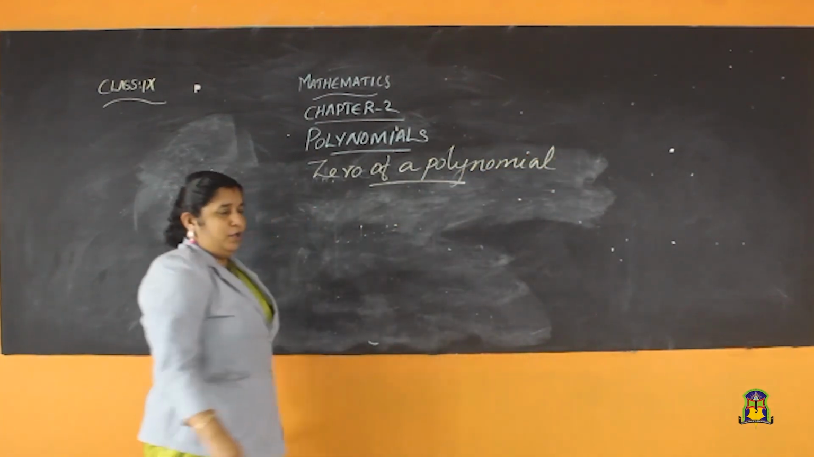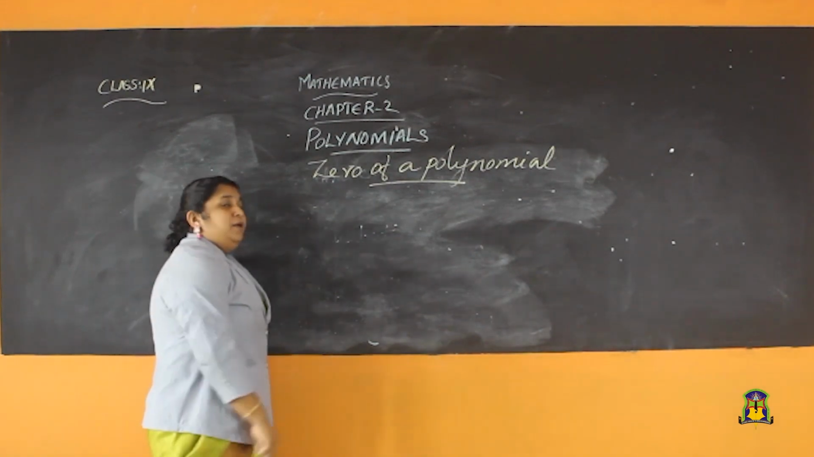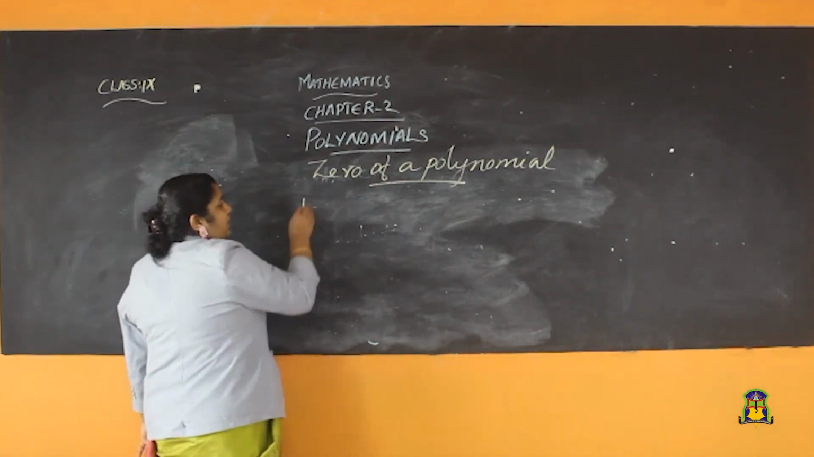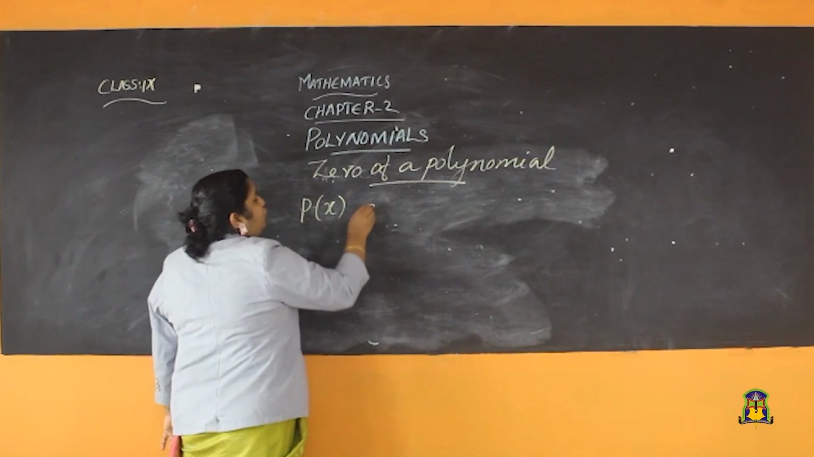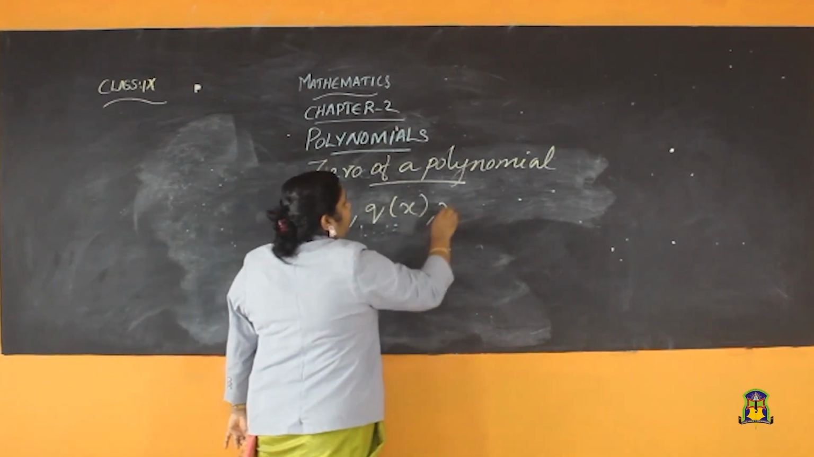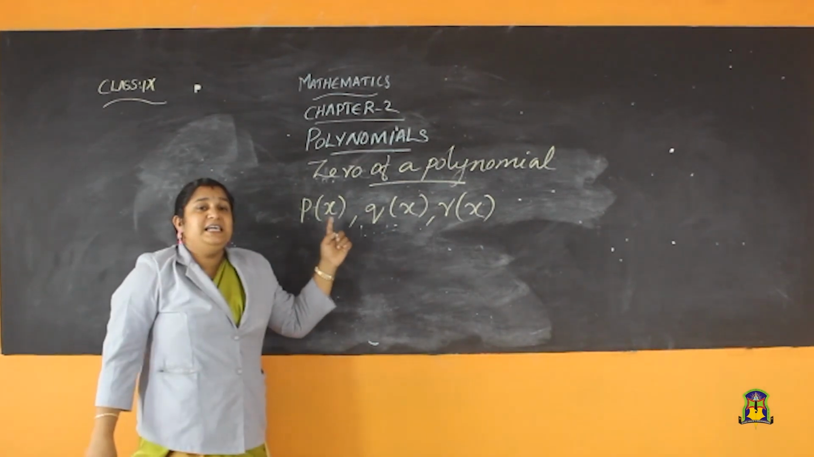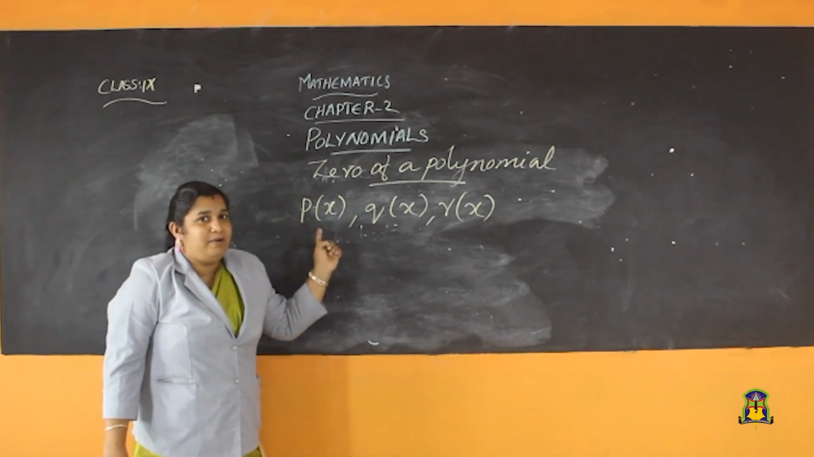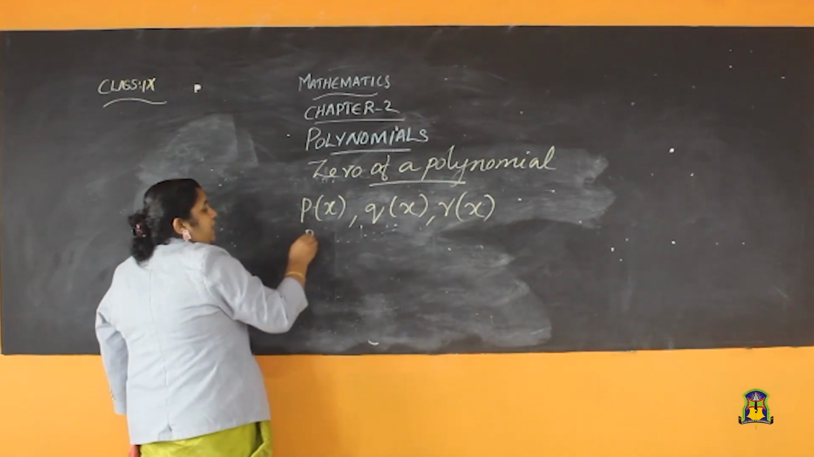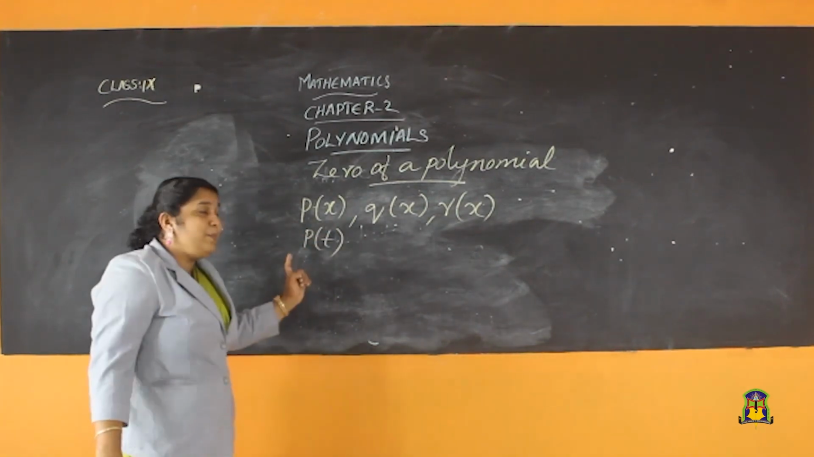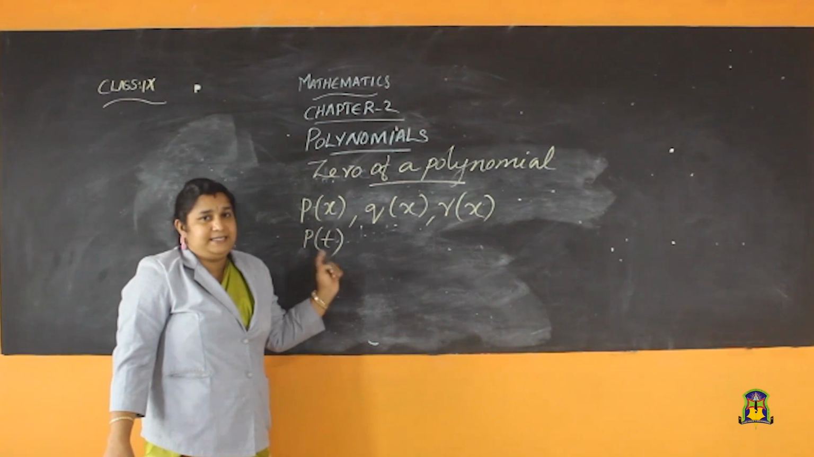Zero of a polynomial. See, usually polynomials we are denoting with p of x, q of x or r of x, like that we are denoting generally. Okay, p of x means it is a polynomial with variable x. Suppose p of t means what? It is a polynomial with variable t.